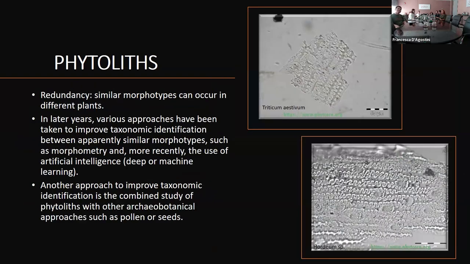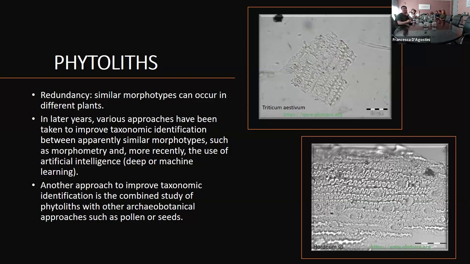Well, there's capital redundancy, which means that similar morphotypes can occur in different plants. So in later years, in order to improve this taxonomical or anatomical interpretation, there have been different approaches to try to improve that, like morphometry in the 90s until now, and more recently, the use of artificial intelligence. There will be a talk on this later on.